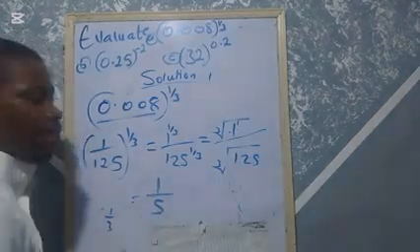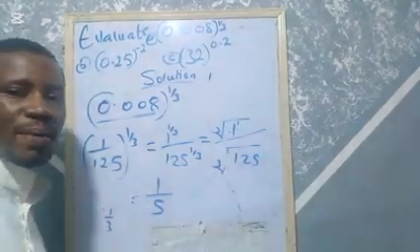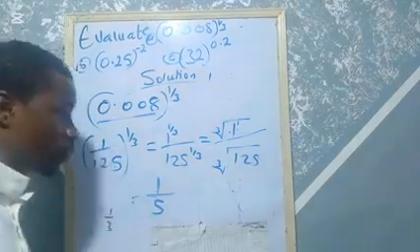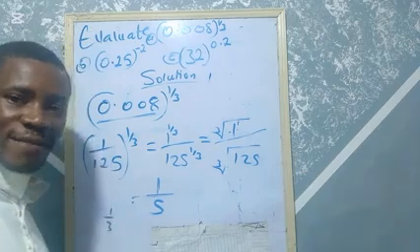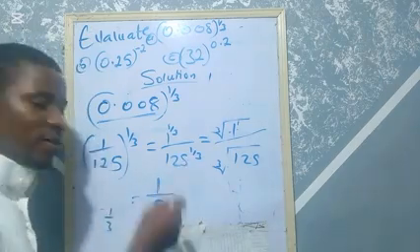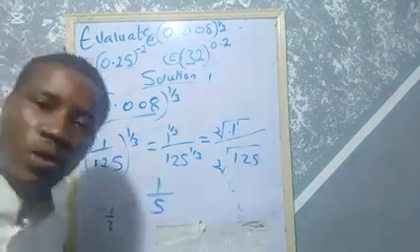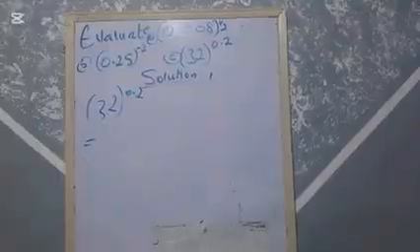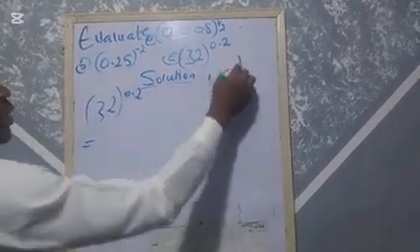Cube root of 125 is simply what will you multiply by itself 3 times that will give you 125, and it is only 5. 5 times 5 times 5 is 125. So if they ask you cube root of 125, the answer is 5, because 5 times 5 times 5 is 125. Let me solve this, and we got our answer to be 1 over 5.